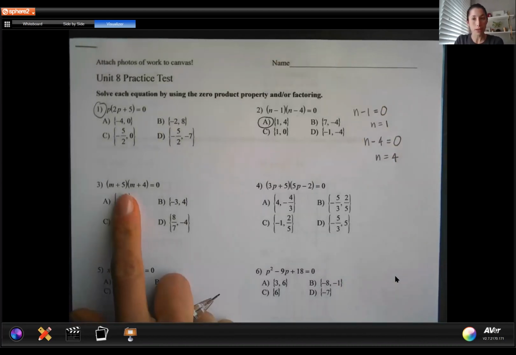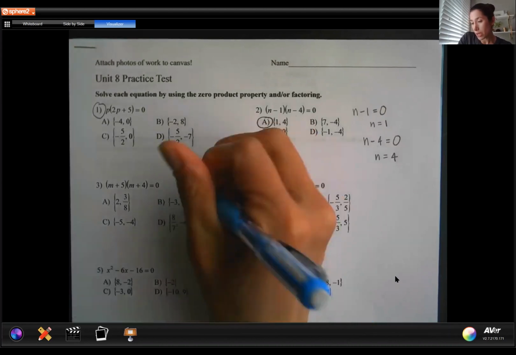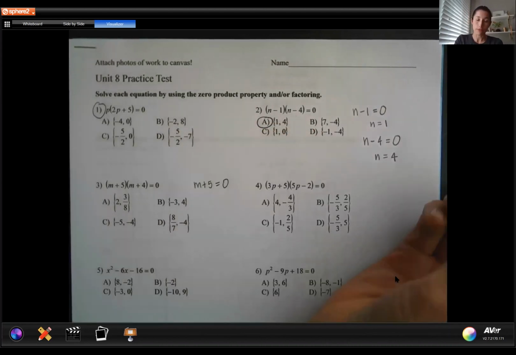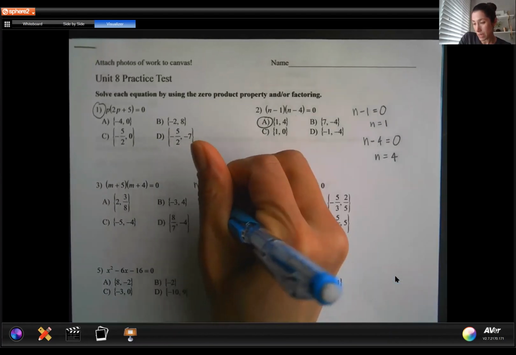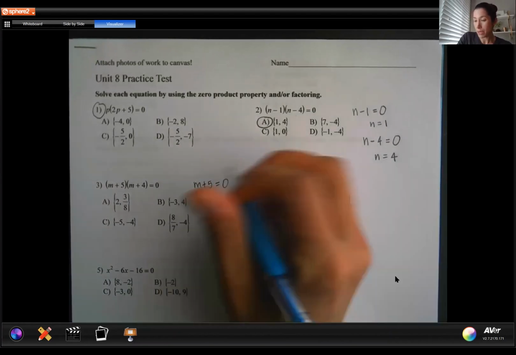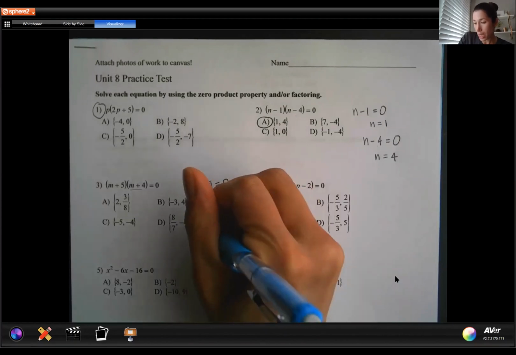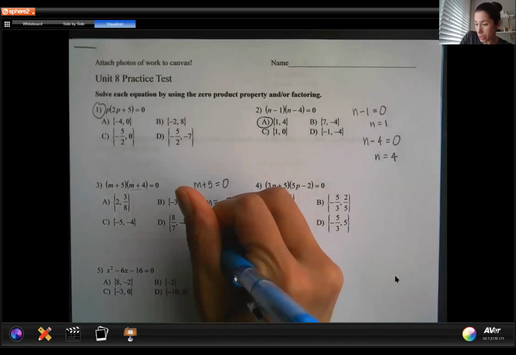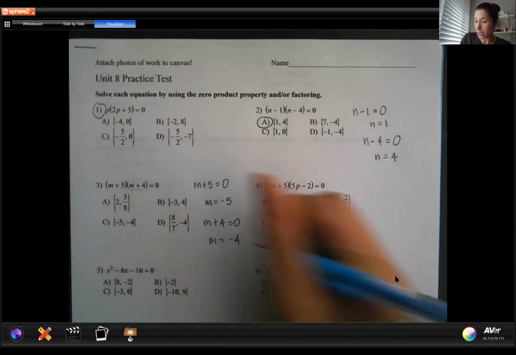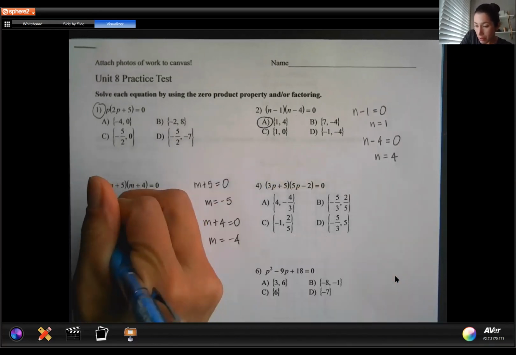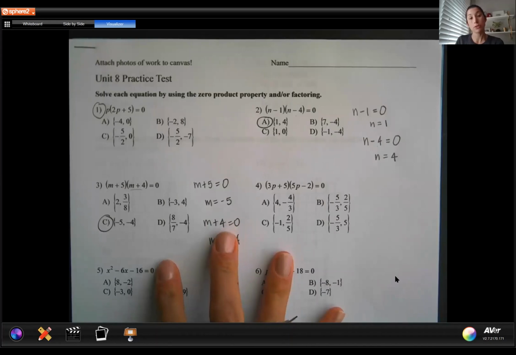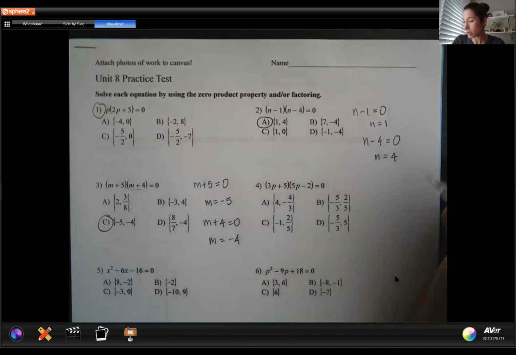We're going to do the same exact thing for question number 3. We can take m plus 5 and set it equal to 0. So we subtract 5 on both sides, m is negative 5. And then we can take our other factor, m plus 4, and set it equal to 0. And then we can subtract 4 on both sides, and we would get a negative 4. Okay, so if you're writing this on your piece of paper or on the practice test, do make sure that you're writing down your work, because you do need to submit it on Canvas. Just a little reminder there.